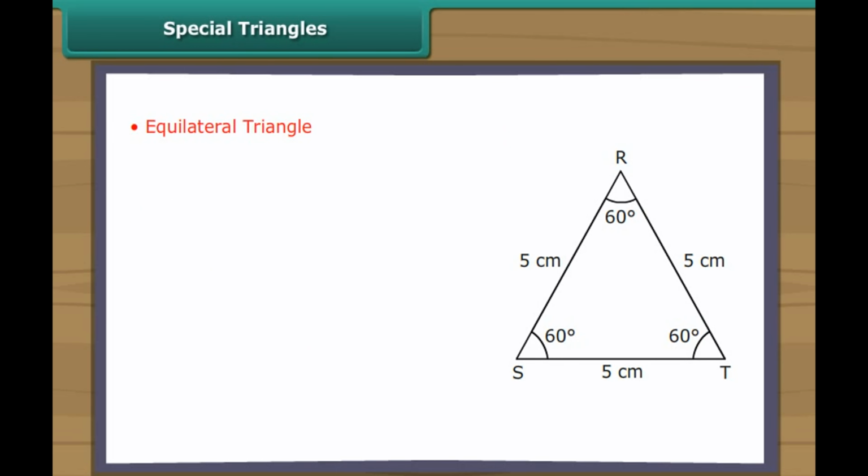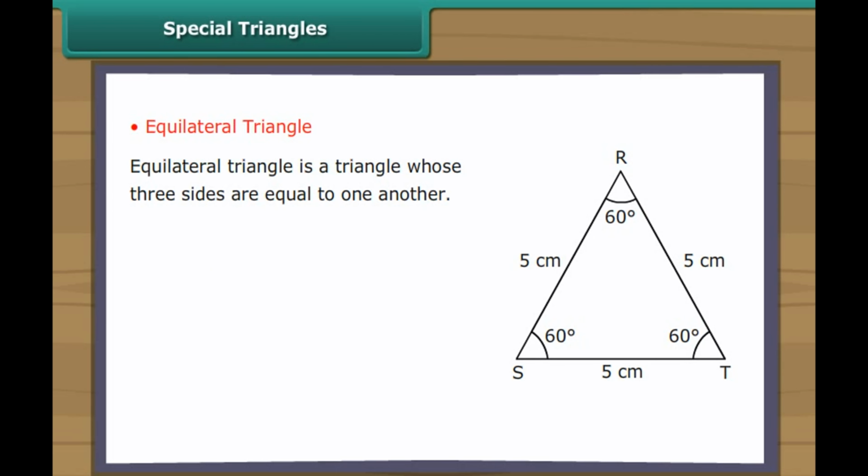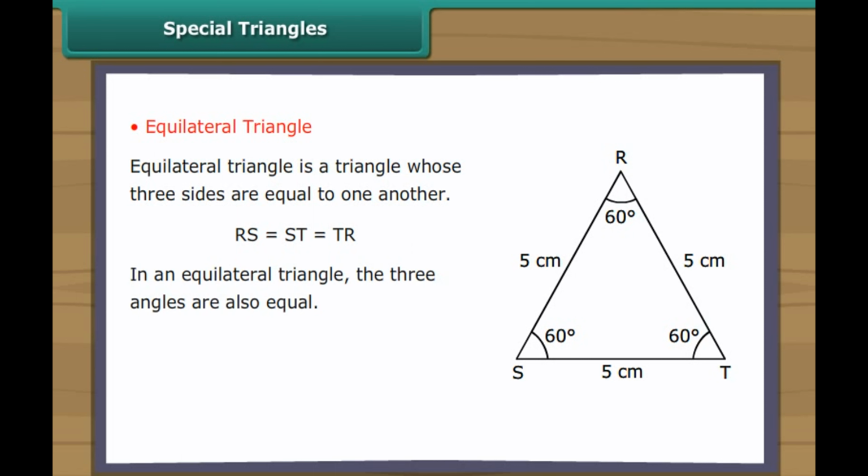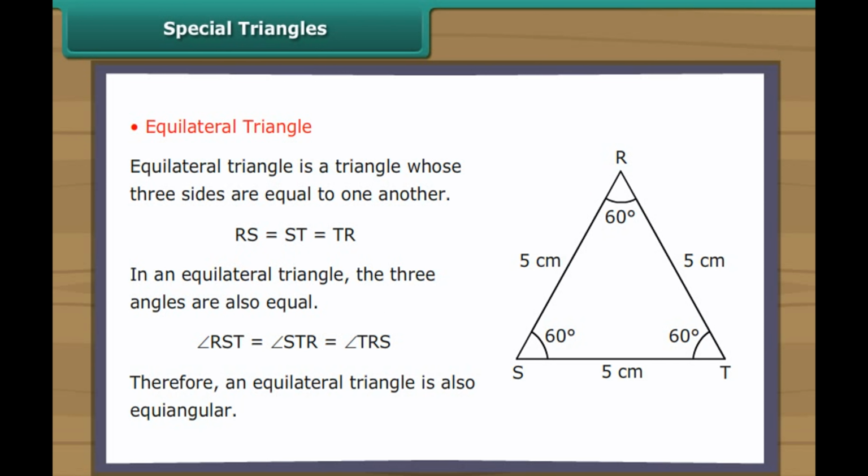Equilateral triangle. Equilateral triangle is a triangle whose three sides are equal to one another. In triangle RST, RS is equal to ST, which equals TR. In an equilateral triangle, the three angles are also equal. In triangle RST, angle RST is equal to angle STR, which equals angle TRS. Therefore, an equilateral triangle is also equiangular.